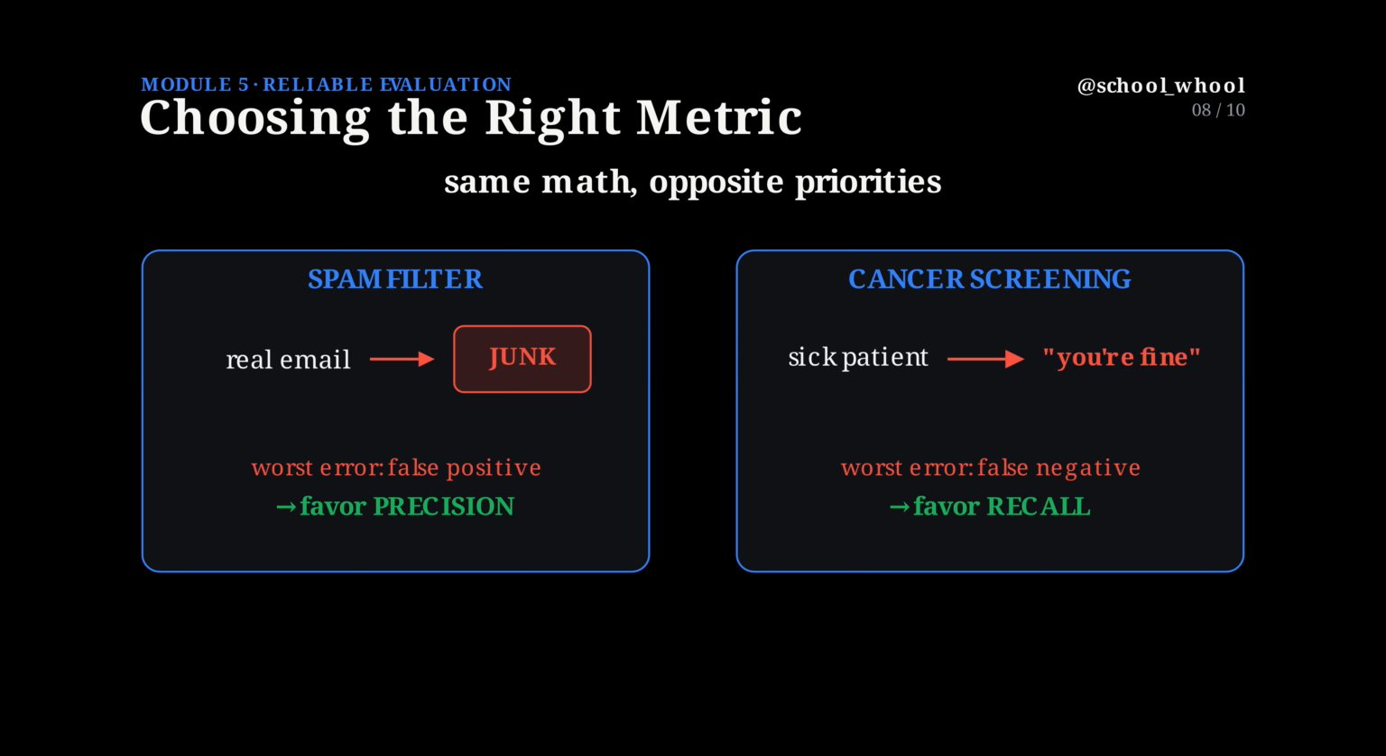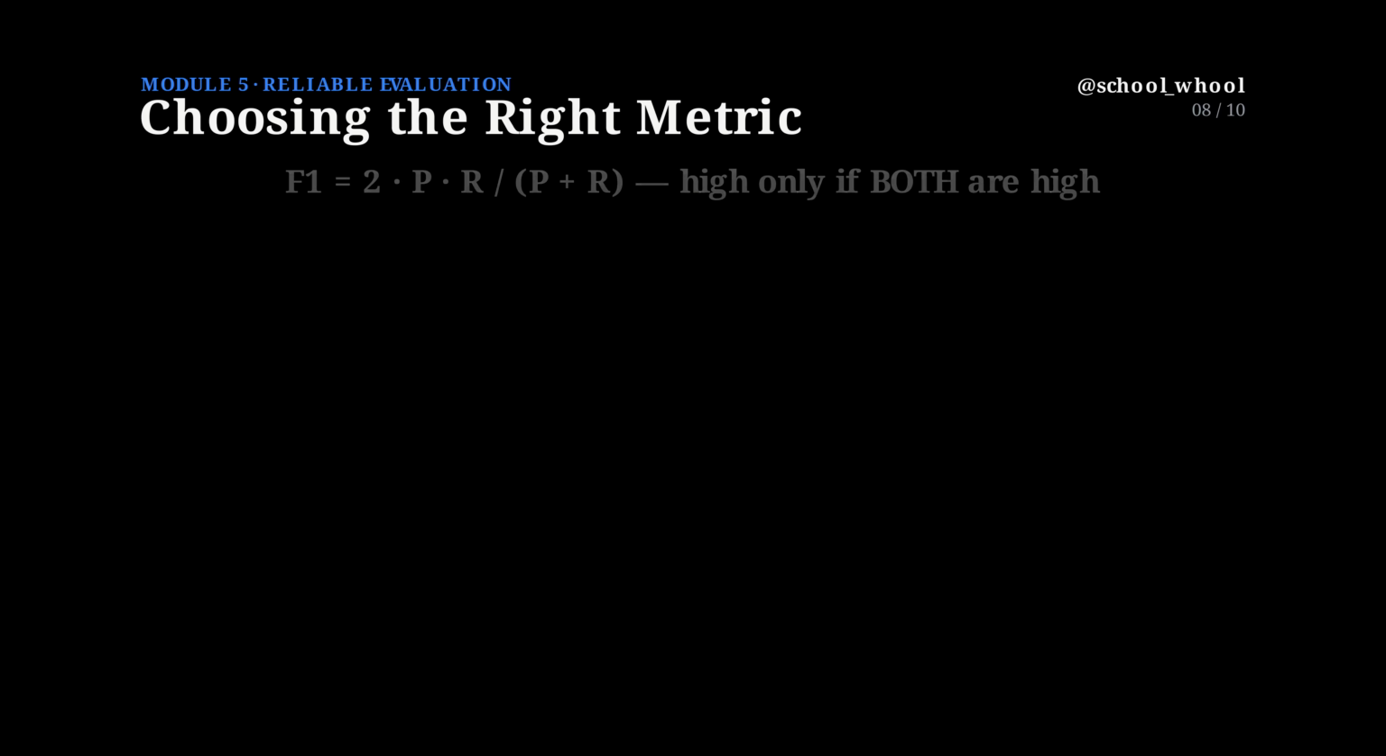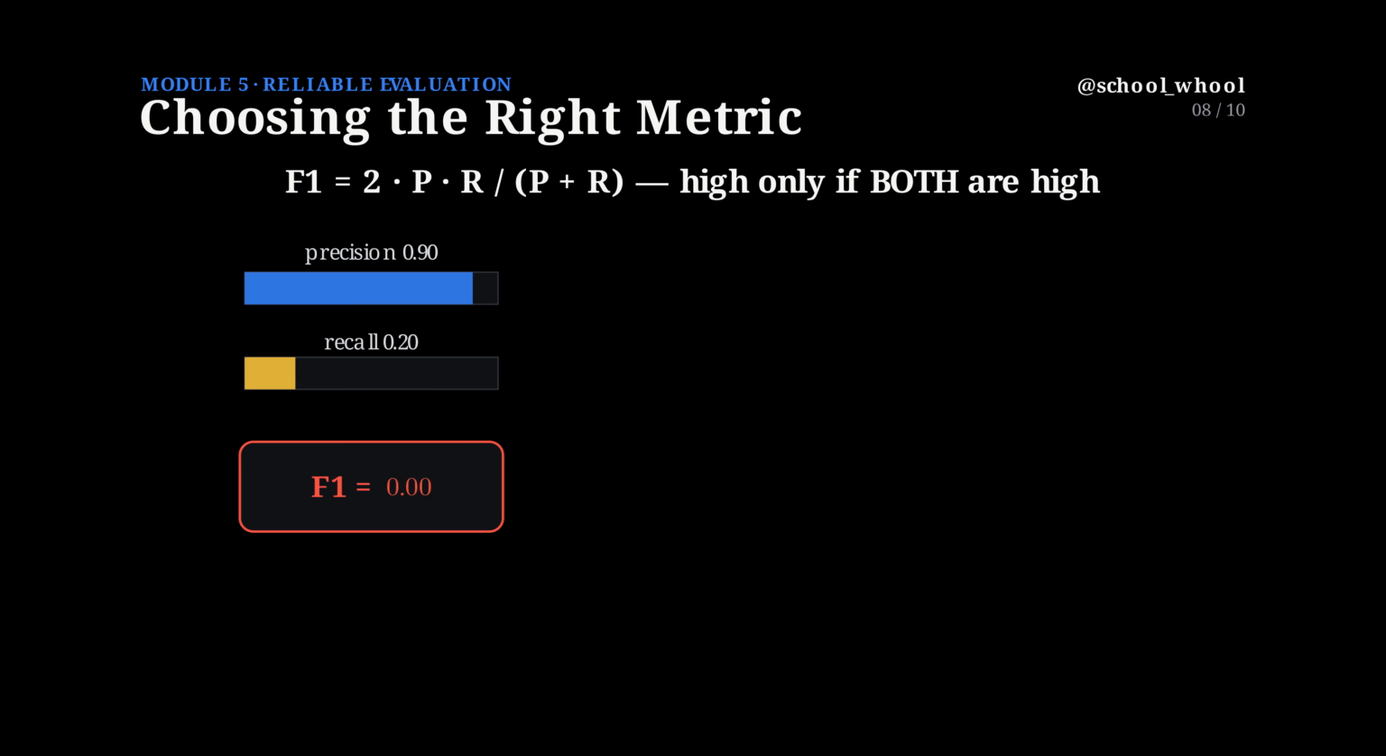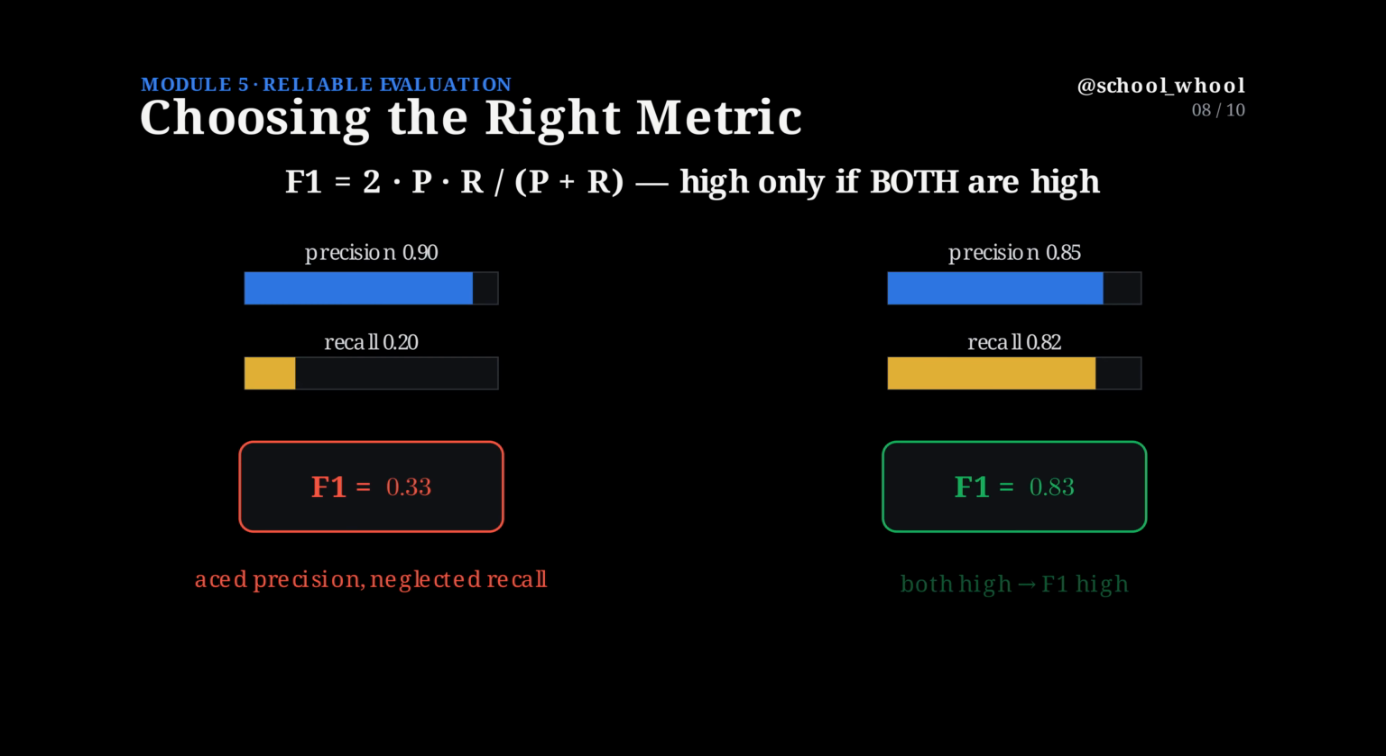When both errors matter and you want a single number, there's the F1 score. It combines precision and recall with this formula, 2 times P times R, divided by P plus R. Watch what it does. On the left, a model that aced precision at 0.9, but neglected recall at 0.2. Plug them in, and F1 comes out at just 0.33, low. You can't fool it by winning only one side.